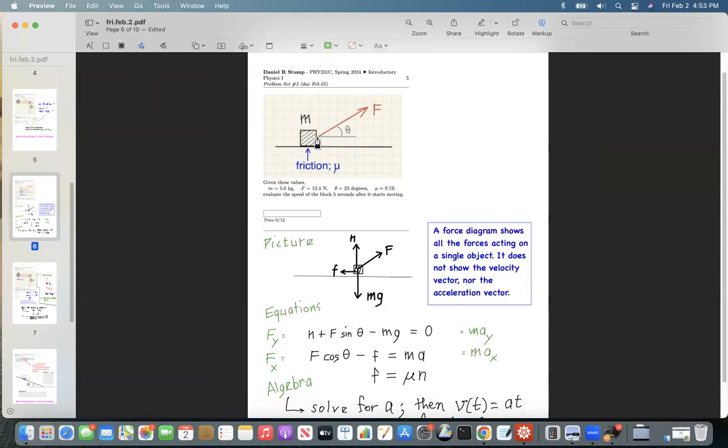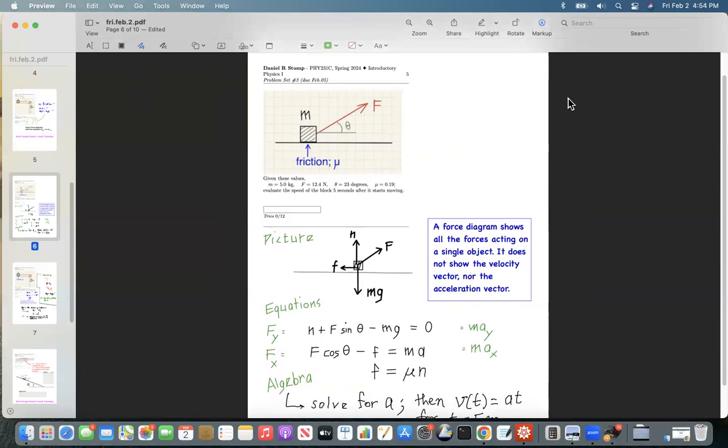This one, you have a block on a frictional surface. It's pulled at an angle. So we draw a picture. This picture isn't good enough, so we draw a new picture. We have to draw a force diagram. So we take the block and we draw all the forces acting on the block. And it has to be in 2 dimensions because the force is not horizontal. So we have the force F.